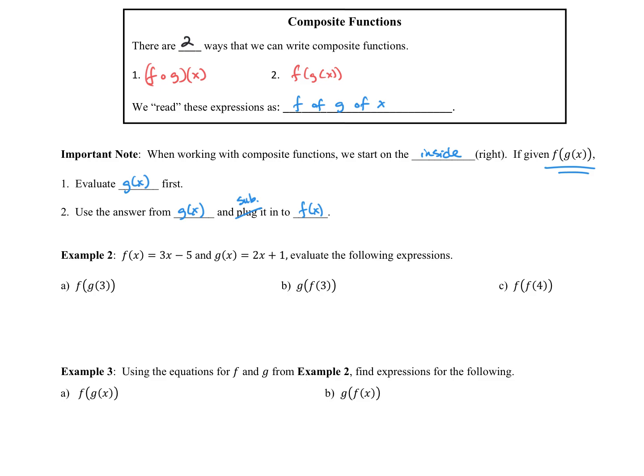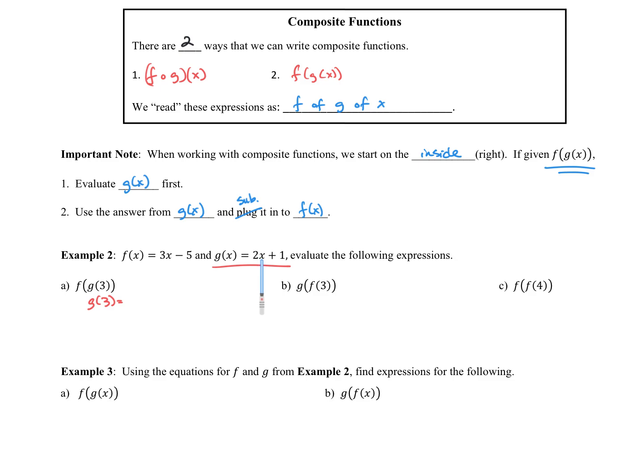So here we go. Example 2. We have f of x is equal to this and g of x is equal to that, and we're going to evaluate. If I find f of g of 3, what do I need to find first? g of 3. I first need to find g of 3. When I find g of 3, I just substitute in 3 right there. And so what do we end up getting?